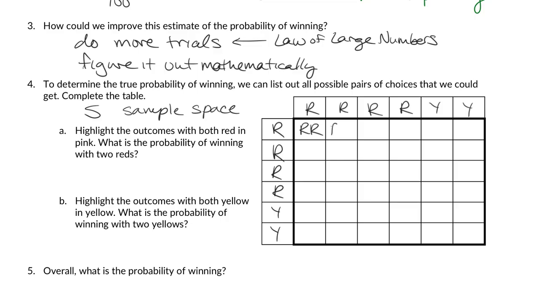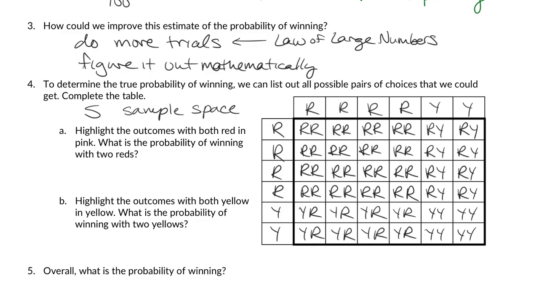So red, red, red, red, red, red, red, red, red, yellow, red, yellow. You get it, yes? I'll stop talking so we can fill this in. Here's what our sample space looks like.